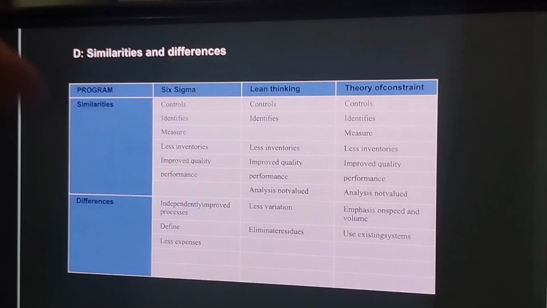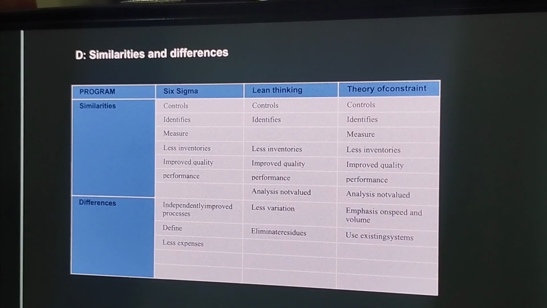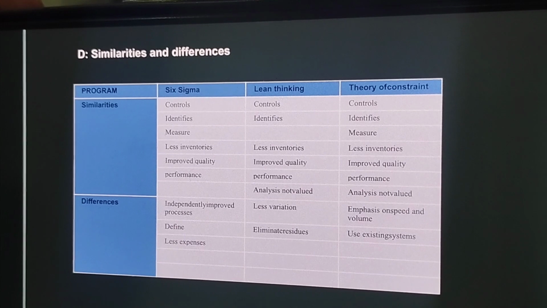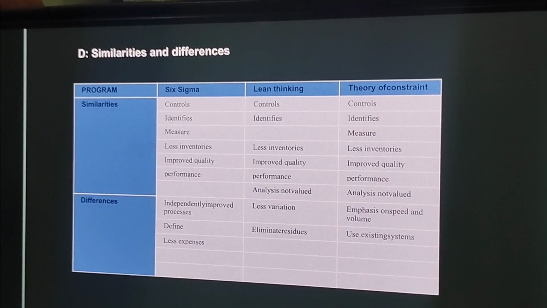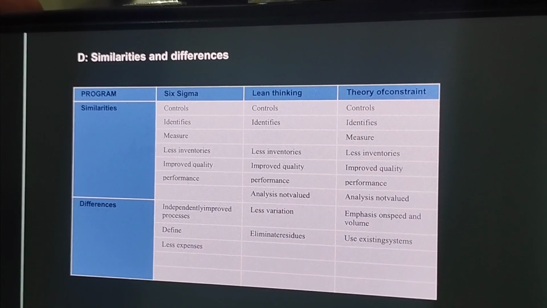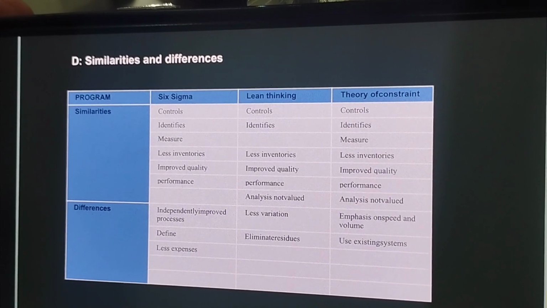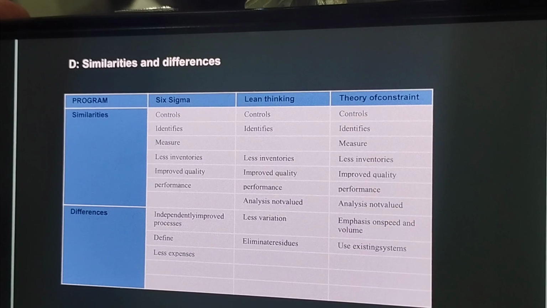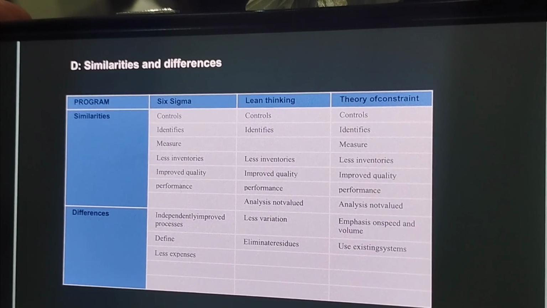Differences. Six Sigma: independent improvement processes define less expenses. Lean thinking: less variations, eliminate residues. Theory of constraints: emphasize speed and volume, use existing systems.